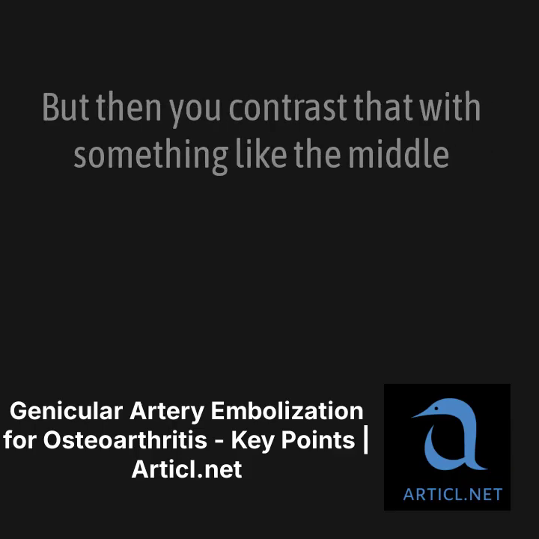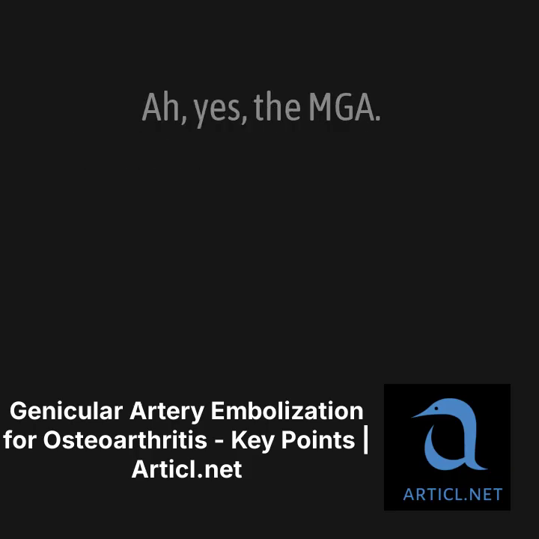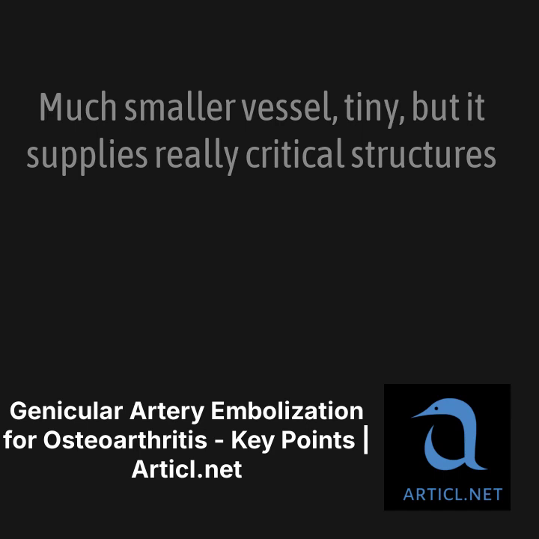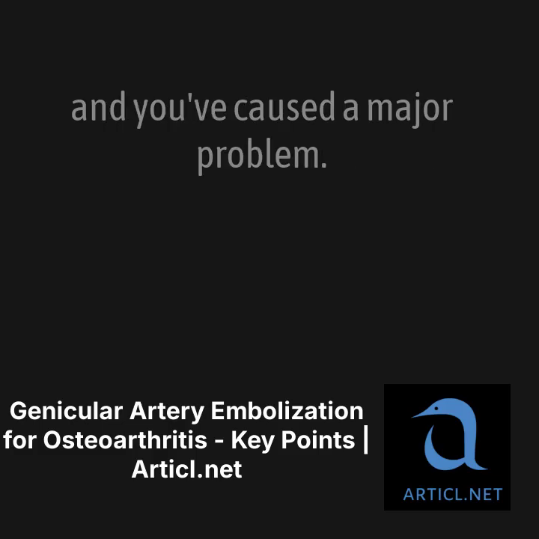But then you contrast that with something like the middle genicular artery, the MGA. Ah, yes, the MGA. Much smaller vessel. Tiny. But it supplies really critical structures like your cruciate ligaments, and that one you absolutely have to preserve. Embolize that, and you've caused a major problem.